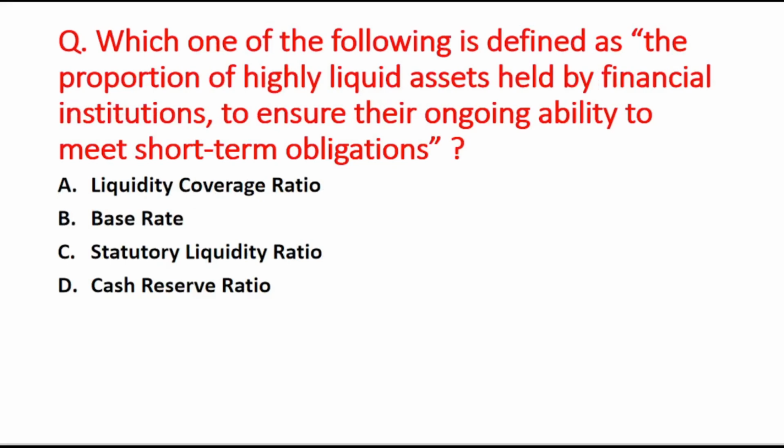Next question is, which one of the following is defined as the proportion of highly liquid assets held by financial institutions to ensure their ongoing ability to meet short-term obligations? Your A option is liquidity coverage ratio, B option is base rate, your C option is statutory liquidity ratio, that is SLR, and D option is cash reserve ratio, that is CRR. Right answer is option A, that is liquidity coverage ratio, that is LCR.